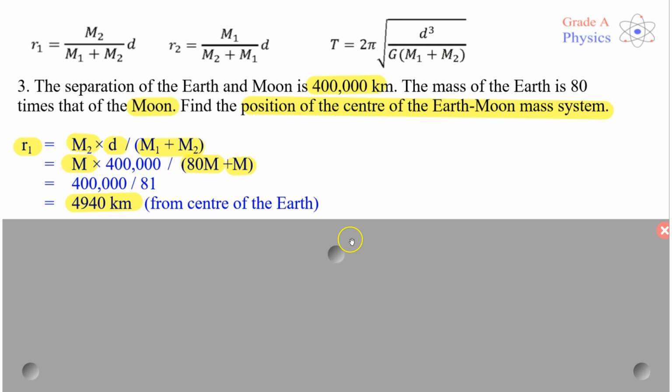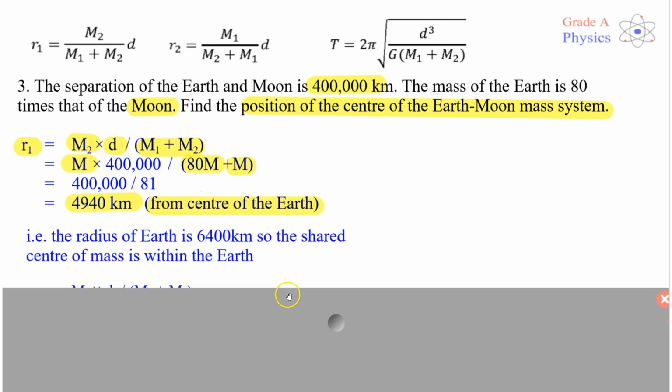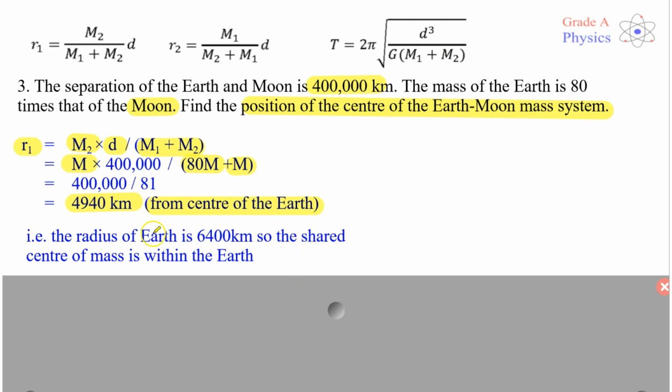And we might need to specify where is that. So if M2 was M, that's the mass of the Moon, then R1 is the distance from the Earth to this point. So that's going to be from the center of the Earth. And now we could do this the other way around. I'll just finish this off. The radius of the Earth is 6,400. Oh yeah, good. So that's an extra detail.